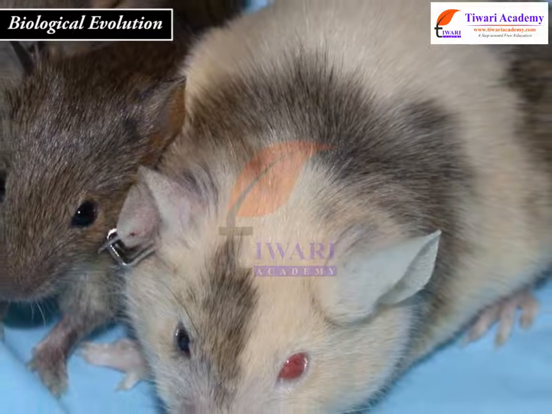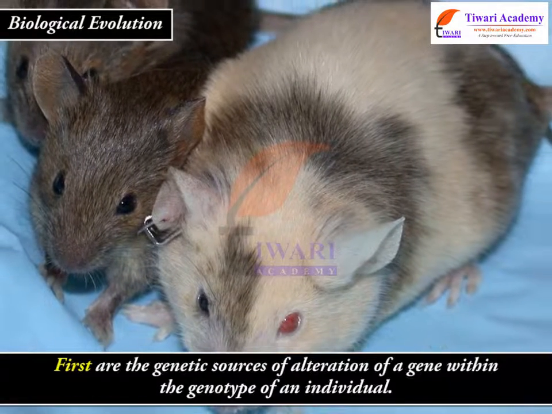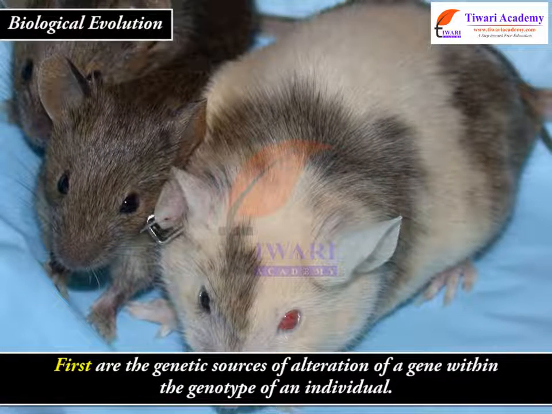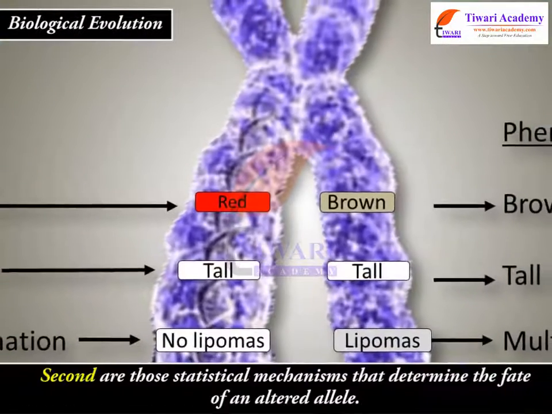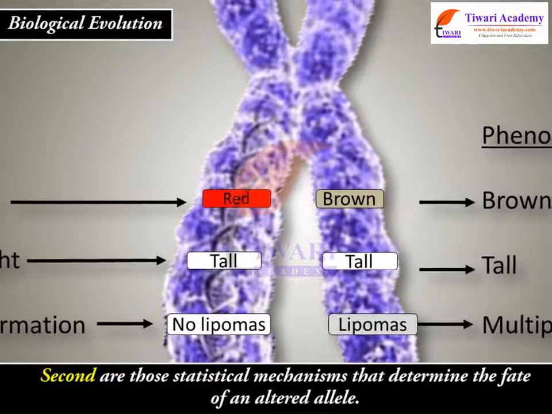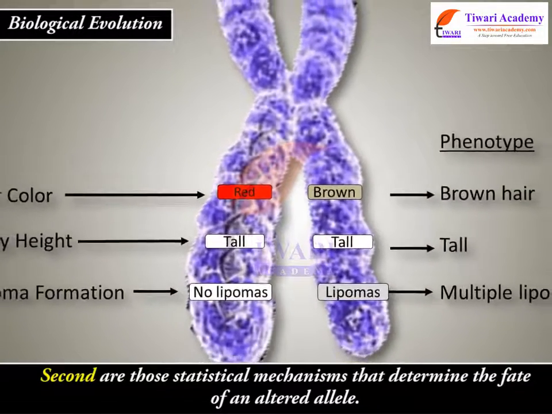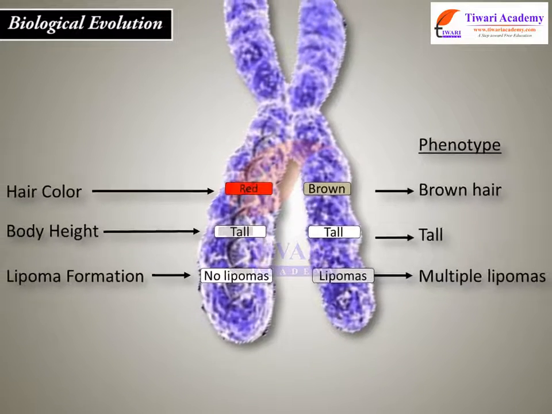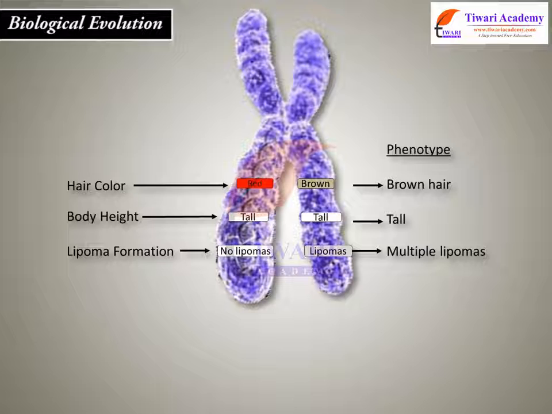There are two basic types of mechanism involved in biological evolution. First are the genetic sources of alteration of a gene within the genotype of an individual. Second are those statistical mechanisms that determine the fate of an altered allele. These are the mechanisms that increase or decrease frequency of an allele, a form of a gene at a locus, within a population.